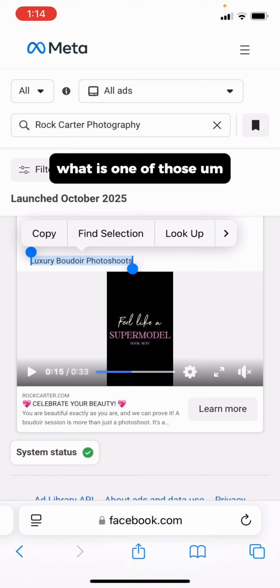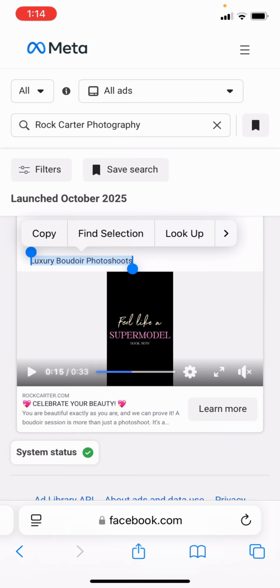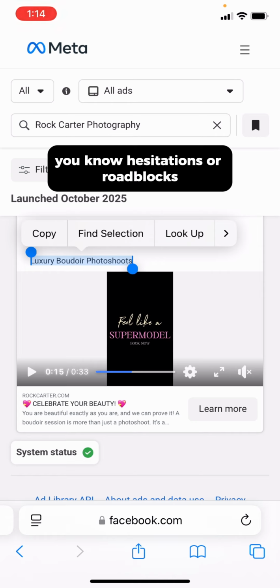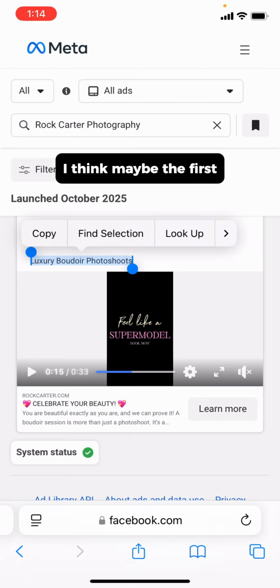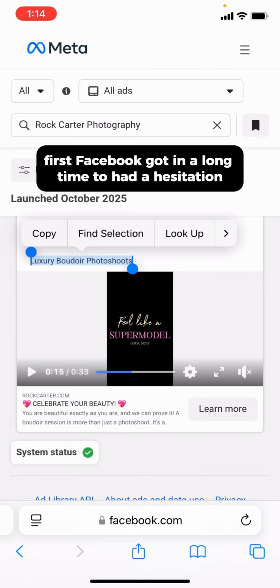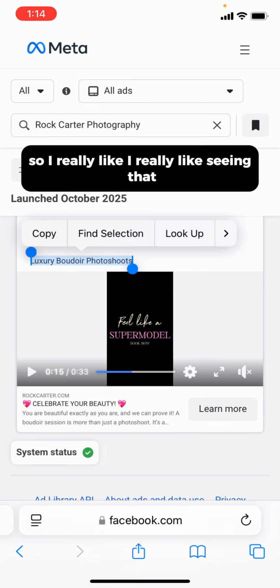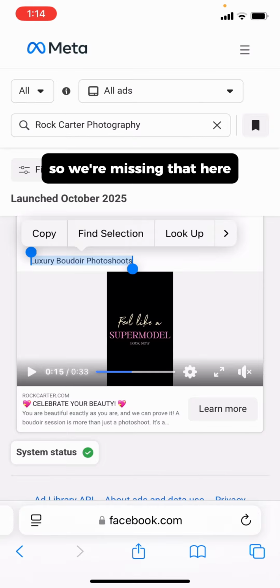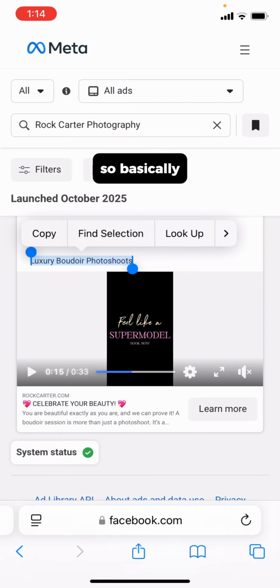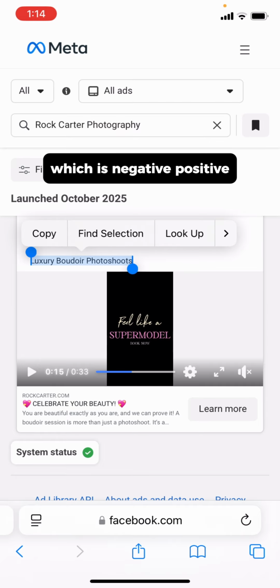What is one of those hesitations or roadblocks? Actually, the video I did yesterday was, I think, maybe the first Facebook ad in a long time that had a hesitation / roadblock. So I really like seeing that. So we're missing that here. So basically, we're missing the triangle of mental tension, which is negative, positive, hesitation / roadblock.